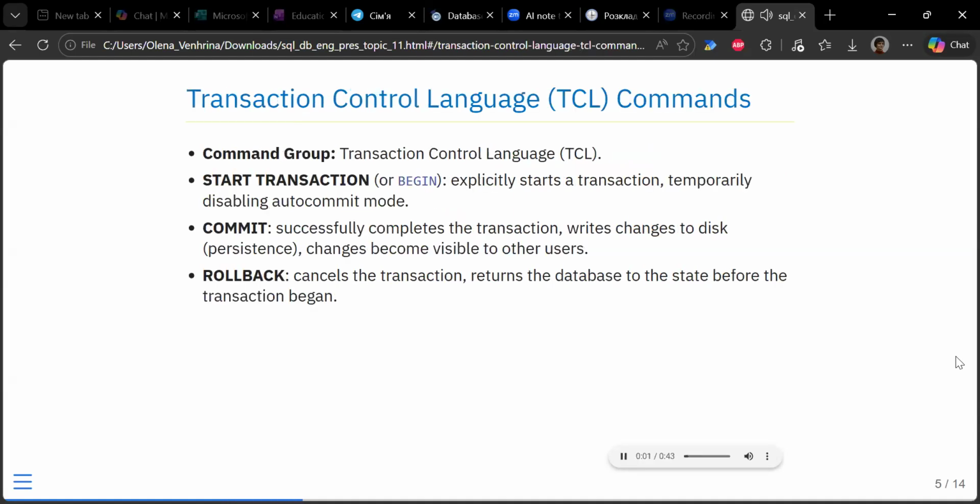In the SQL language, a separate group of commands, Transaction Control Language, TCL, is used to manage the lifecycle of transactions. The start of work is marked by the Start Transaction command, or the Begin command. From this moment, automatic commit, auto-commit, is disabled, and all actions become part of a single session. The commit command is used for successful completion. This command writes the changes to disk and makes them available to other users. If an error occurs or there is a need to cancel the actions, the ROLLBACK command is used. It returns the database to the state it was in before the Start Transaction command was executed.